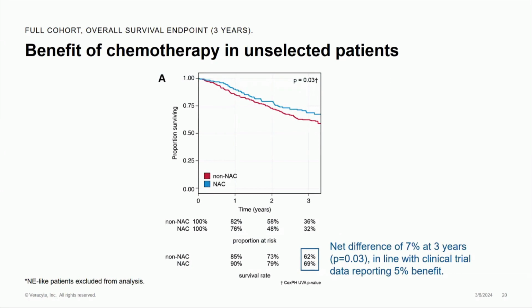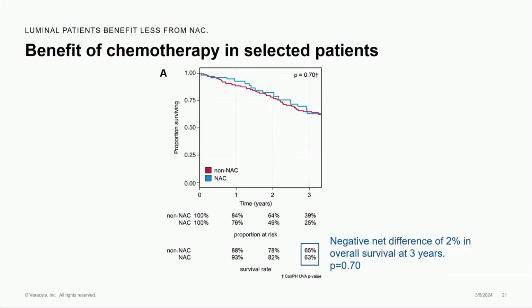As a sanity check for this cohort, we look at treatment versus no treatment. You can see that there's a net difference of about 7% at 3 years in this cohort, which is pretty much in line with the clinical trial data reporting about a 5% benefit. So knowing that this passed our sanity check, we started to move on.